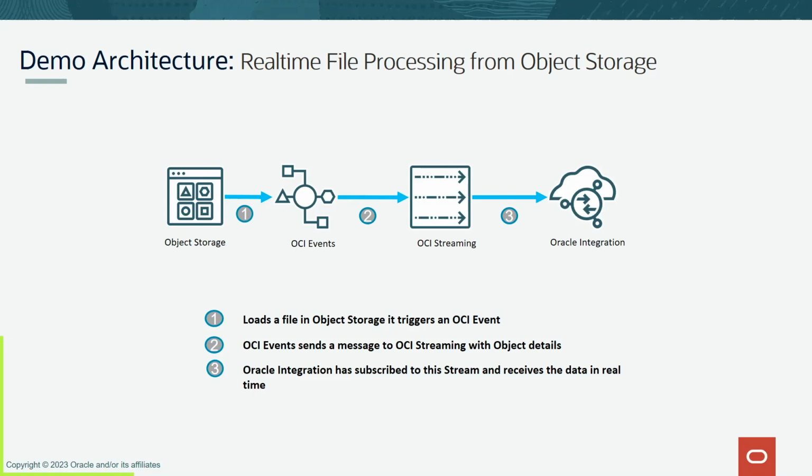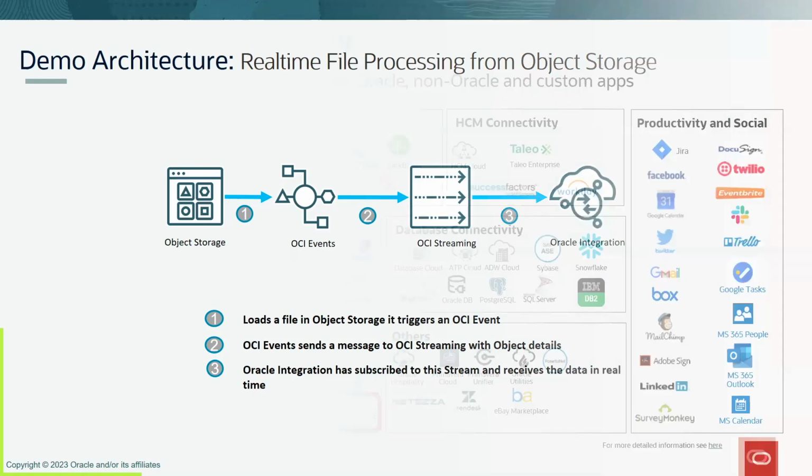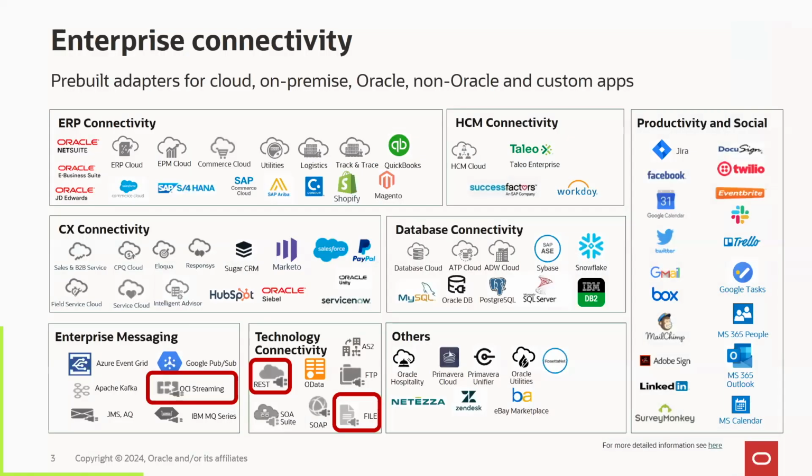What I want to show you is how to configure an object storage bucket with an event, and how to get that information in OIC, all in real time. As you know, Oracle Integration Cloud has a lot of adapters. And as I said, once the data is available in Oracle Integration Cloud, our options are limitless. What we can do with that file really depends on your use case.